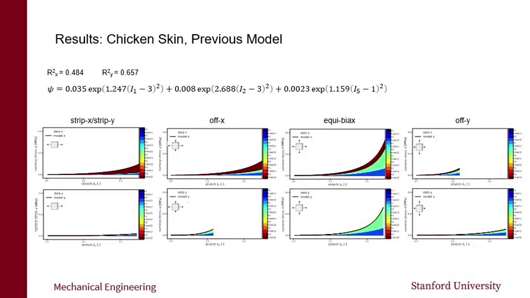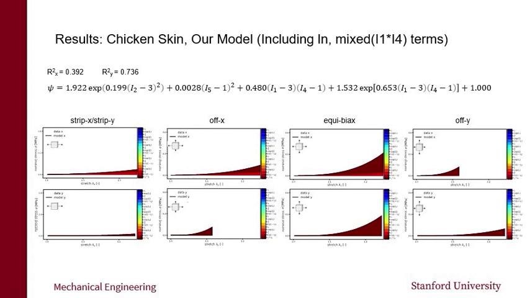We now move on to the avian portion of our results. With chicken skin data, the previous model yields the following R2 scores with 3 activated terms. With our new model, there are now 4 different activated terms, and although the R2 score in the x direction is now lower, the R2 score in the y direction increases.